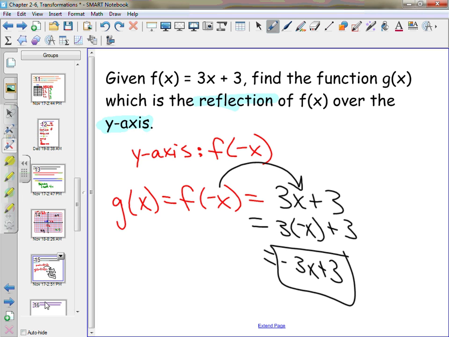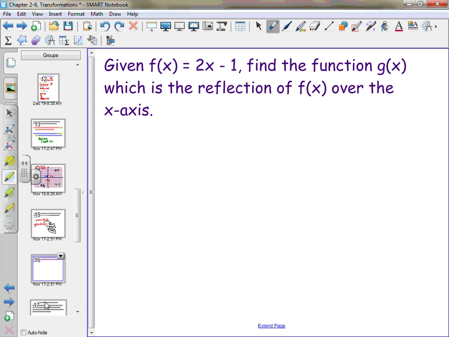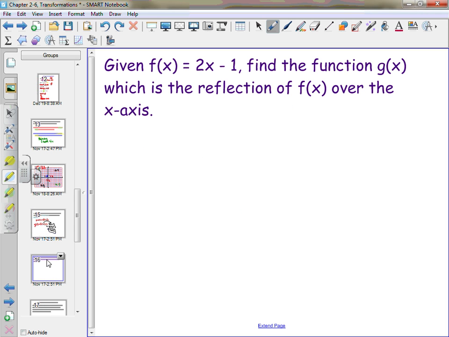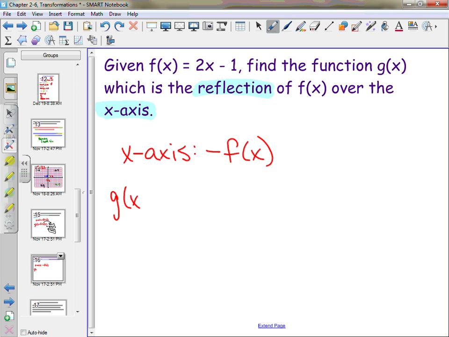Okay? Because now I have a new function, f of x equals 2x minus 1, and I want to find g of x again, but this time it's going to be a reflection over the x-axis. What did we learn when we did our points on the x-axis? Do we replace or distribute? You distribute, so this is going to be negative f of x. Do we see that, yes or no? So now my g of x is going to be negative times f of x. And what is f of x?